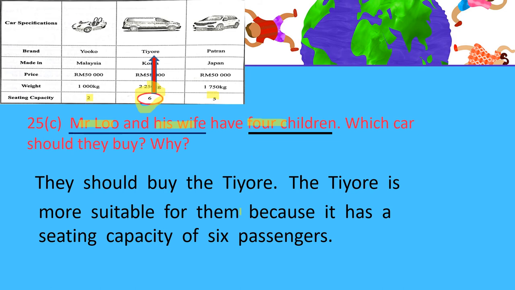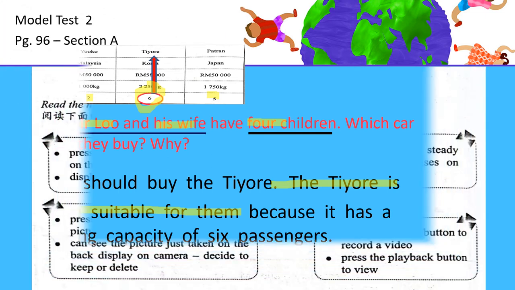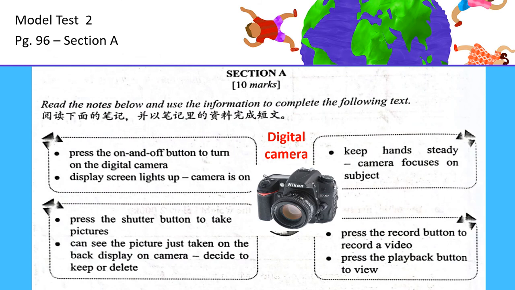You can just say they should buy Tiore because it has a sitting capacity of 6 passengers. It can fit 6 passengers. Okay, next one, section A, the last one for today.